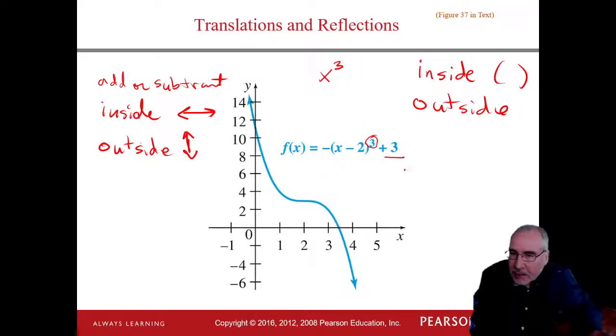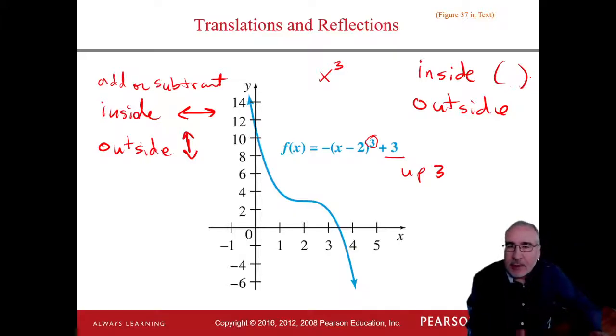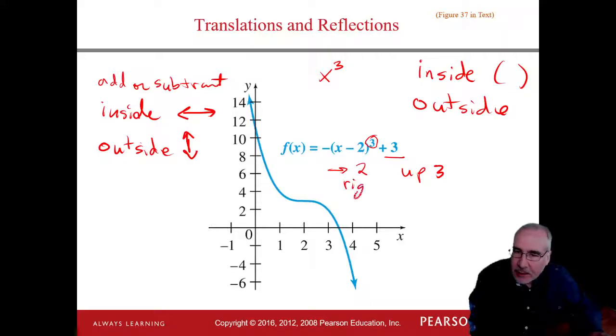This part tells us it moved up 3, and this part, whenever we're inside, I want you to think of this like looking in the mirror. When you look in the mirror, everything is reversed. So anything that happens inside is sort of the opposite of what you think. So we're subtracting 2. We've got this -2. It's actually going to move it in the positive direction 2. So 2 to the right.